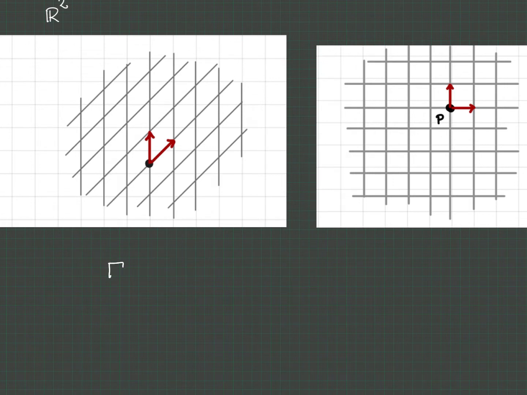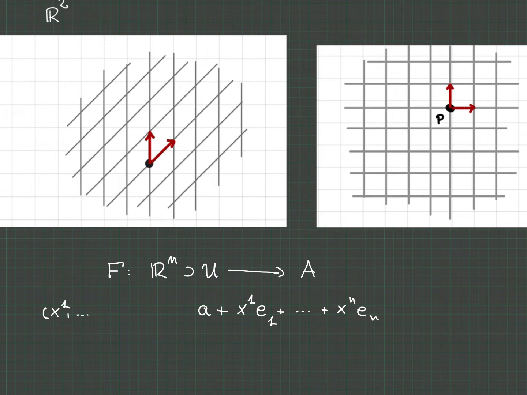We have defined a map F coming from some open subset of Rn with values in A, and this identifies a piece of A with a piece of Rn. The map is as follows. There is a chosen point A plus coordinates multiplying our basic vectors. If we have n basic vectors and everything is n-dimensional, it looks like that. And this is the value associated with coordinates. This is our F. Of course, in our case n equals 2.